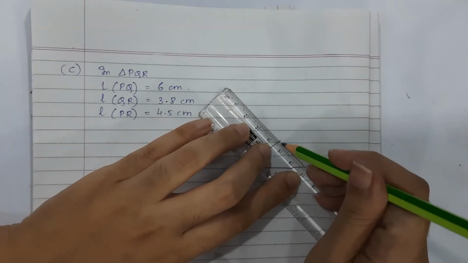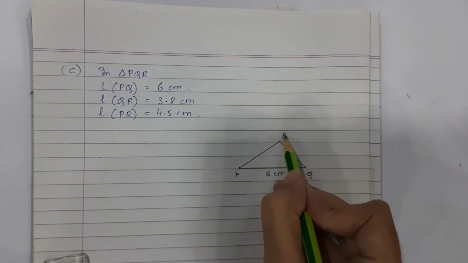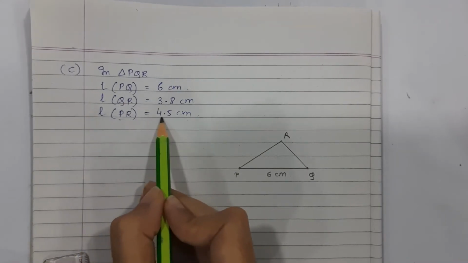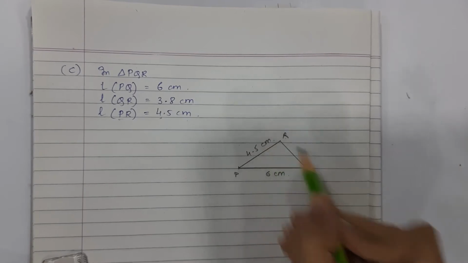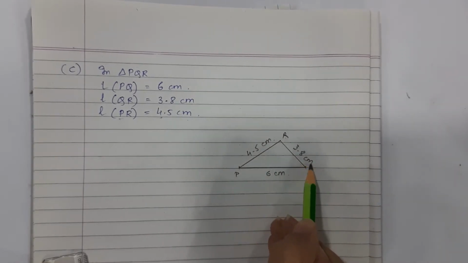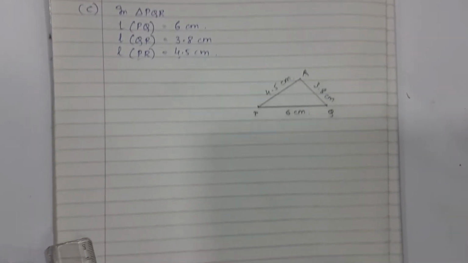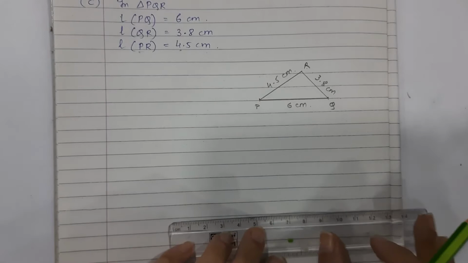Then I am going to make the other two sides of the triangle. Once we make the other sides, the third point we are supposed to label, so it will be point R. Now we can see length PR is 4.5, so I am going to write 4.5 on that side, and QR is 3.8, so I am going to write 3.8 on that side. Now we will start the construction of our triangle.